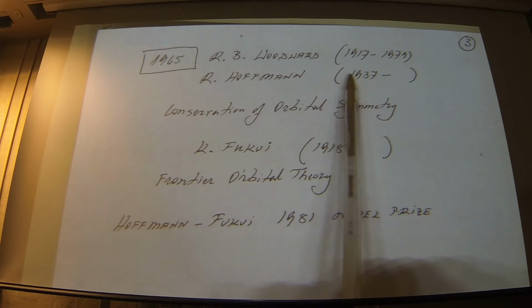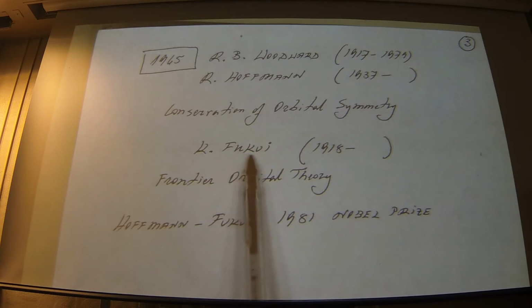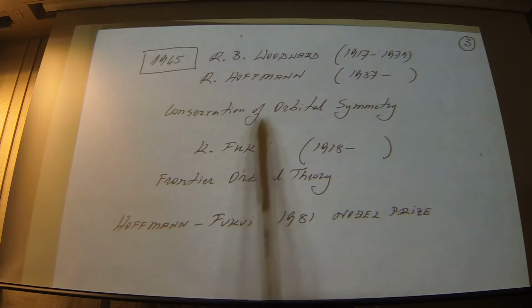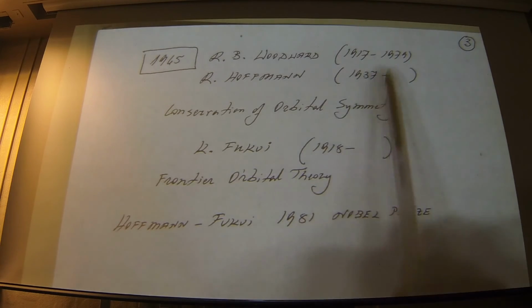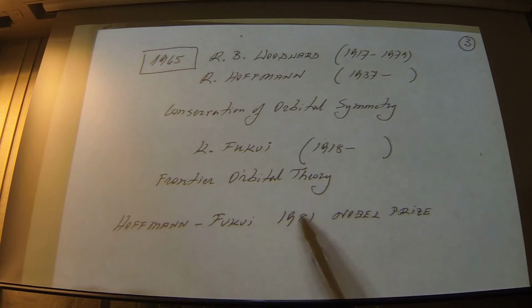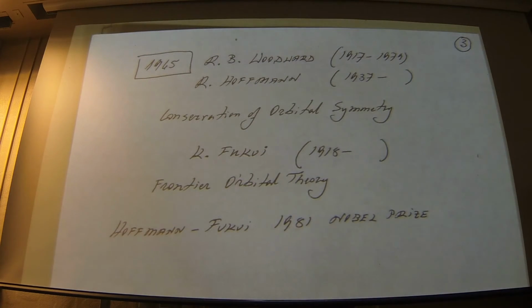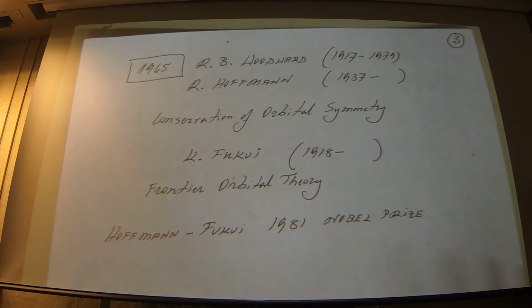They were not the first ones to think about this, but they were the first ones to put it all together in an organized way, along with Kenichi Fukui. And so these two people, Hoffman and Fukui, shared the 1981 Nobel Prize because Woodward had died a couple of years earlier. If Woodward had lived, he would have shared in that one. Woodward got the Nobel Prize a few years earlier in chemistry, so it would have been remarkable for the same guy to get two. But he certainly would have deserved it.